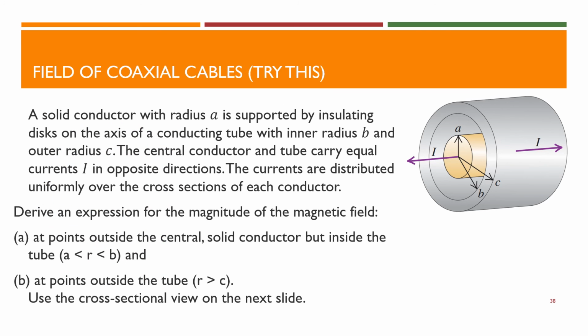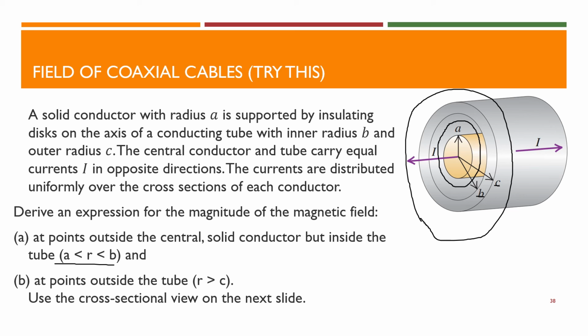So now I implore you to do the following exercise where you have coaxial cables. The inner cable carries a current I pointing to the left, and the hollow cylindrical cable with inner radius B and outer radius C carries a current to the right. So the task is to find the magnetic field magnitude at these regions. So between A and B, at this region here, and at this region here.